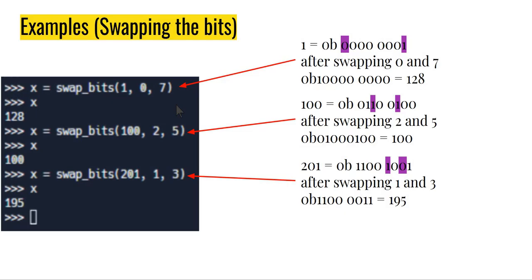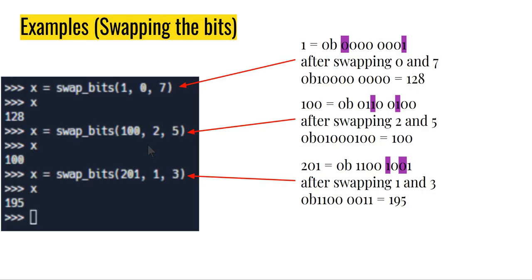Now, before testing the code that we have written, let's just look at some examples so that we know what we are expecting. Let's say I were to swap bit number 0 and bit number 7 of the number 1. Well, remember 1 is basically all zeros followed by 1. When I swap these two, I'm going to end up with 1, 0, 0, 0, 0, 0, 0, 0, and that is 128.